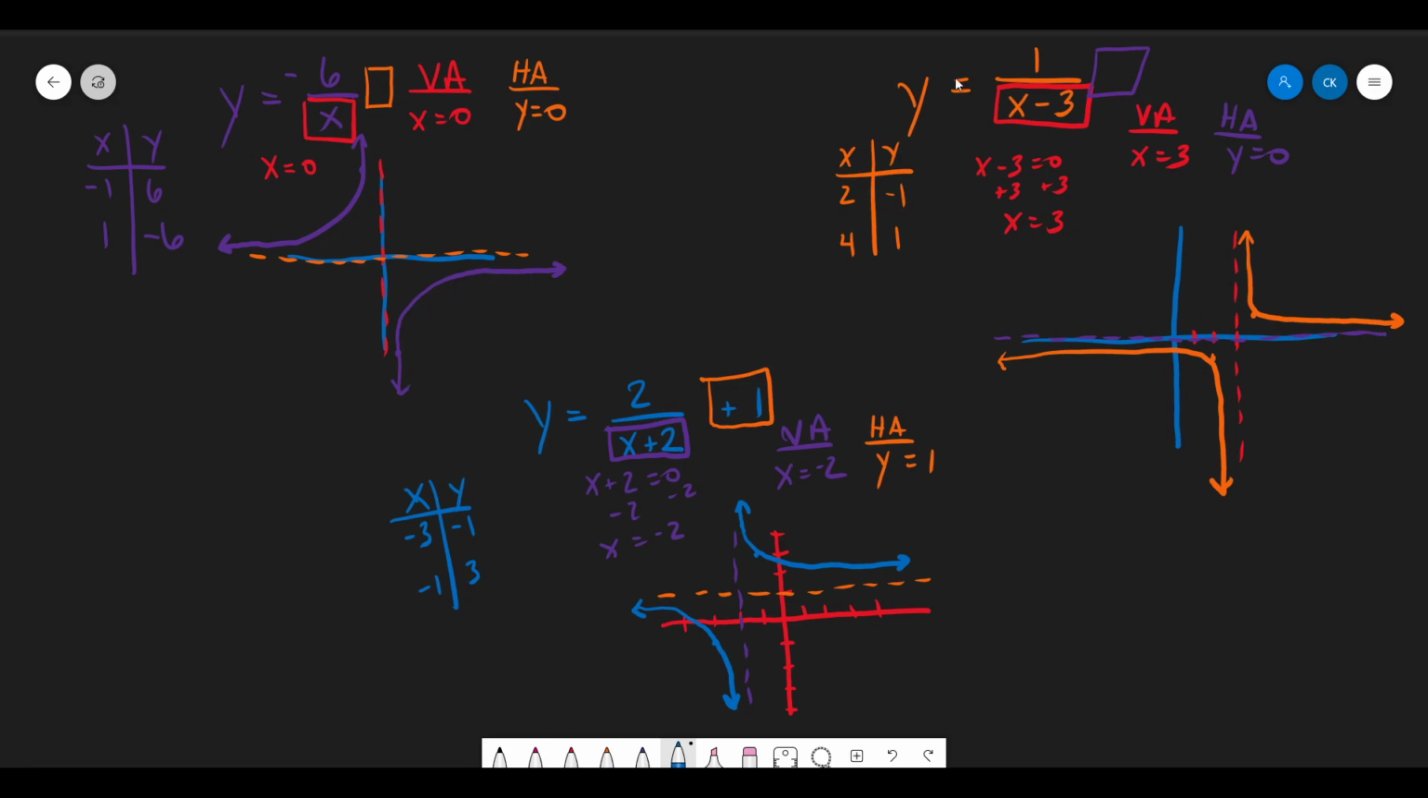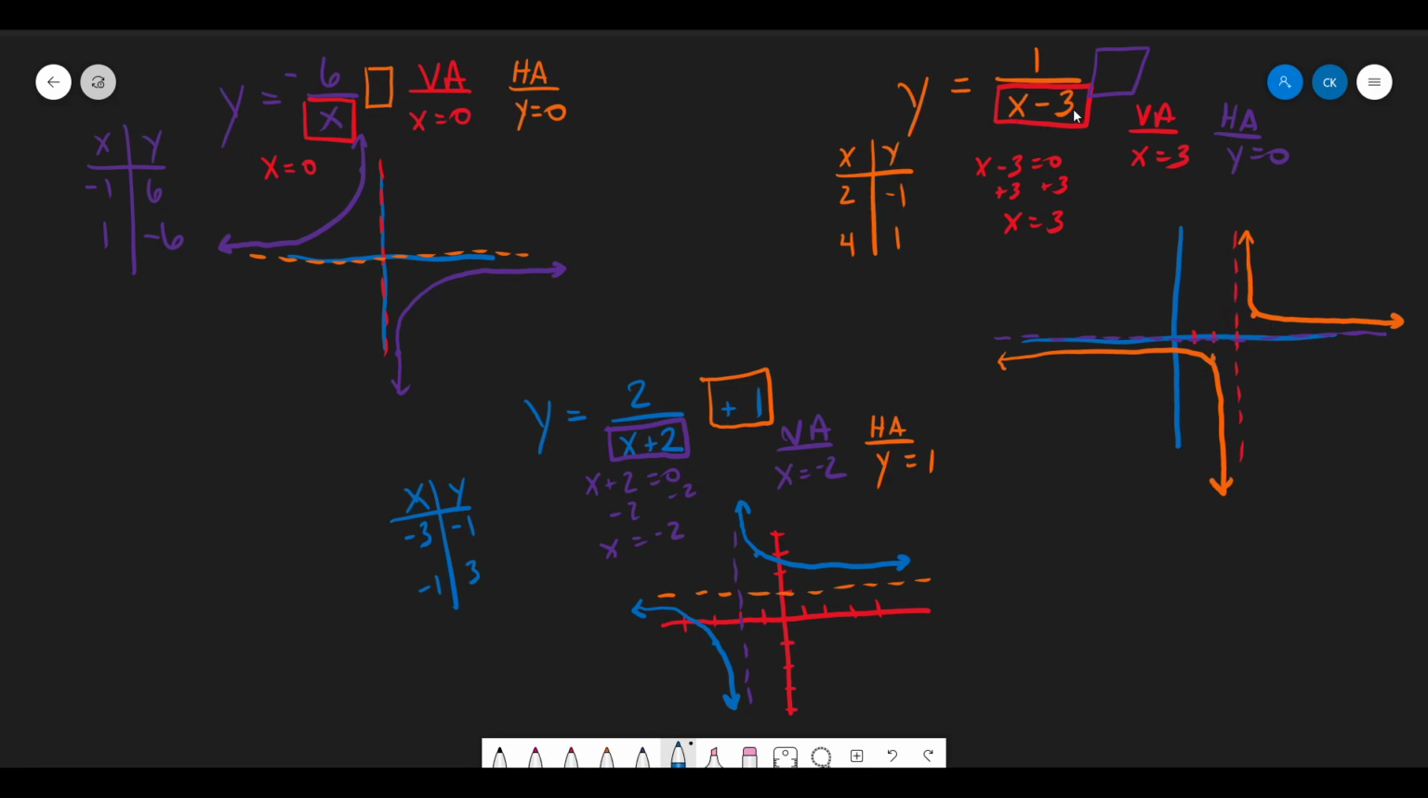All right. Same thing over here. Take the denominator, set it equal to 0. I should get x is equal to 3. Nothing's being added onto the end, so I get y equals 0. Create my vertical and horizontal asymptotes. Take one number each from the left and the right. So I'm going to take 2 and 4.